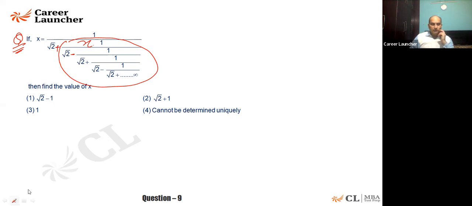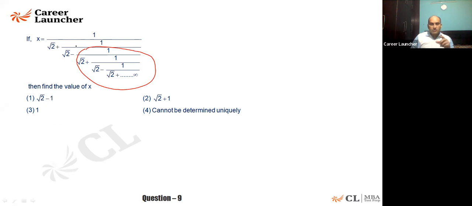Look at it carefully. Ask me if there is a doubt. I'm saying that after plus it is minus. So you can say this is x because it is going till infinity. You cannot say this one part is x. No, it is not x. So I'll say x is equal to 1 upon 2 plus, sorry, root 2 plus 1 upon root 2 minus x.